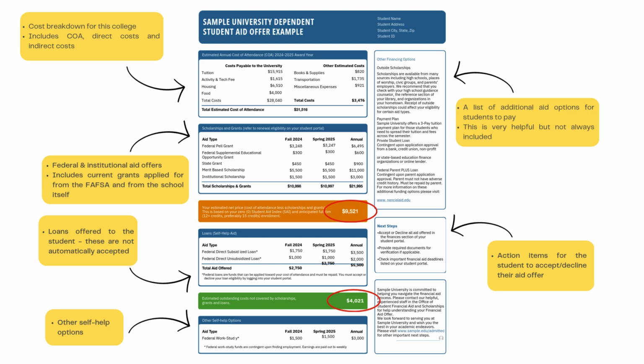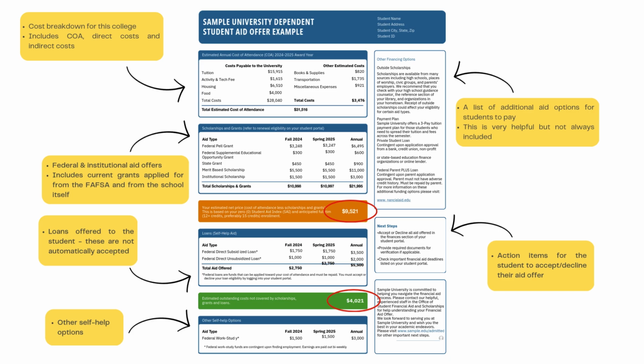We have our section for costs payable to the university. Again, that is going to be the direct cost. And then directly beside that, we have other estimated costs. Those are the indirect costs to the student. Some of the items under the direct cost include tuition, fees, housing, and food.